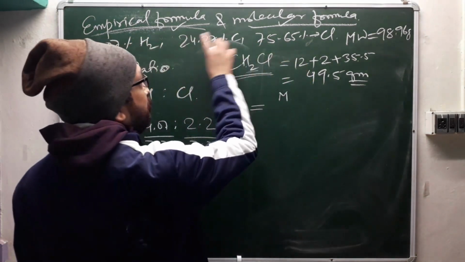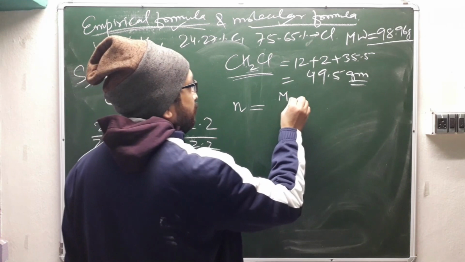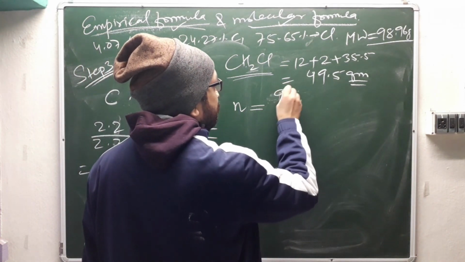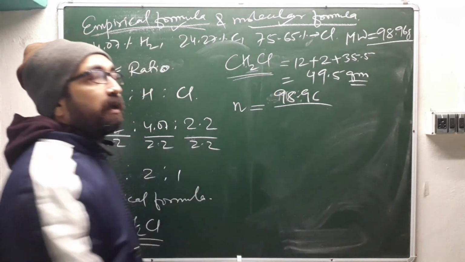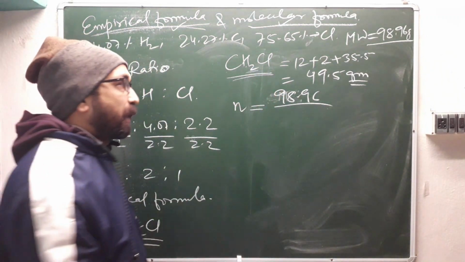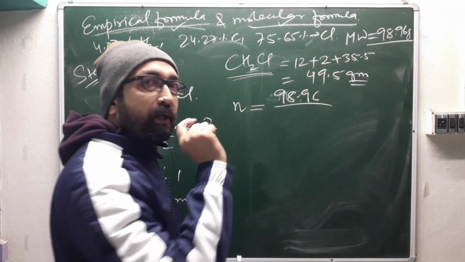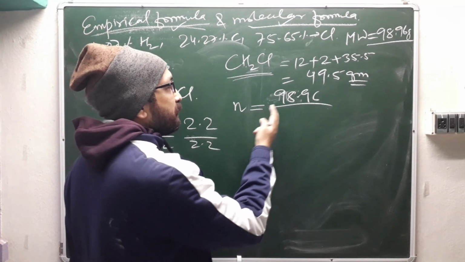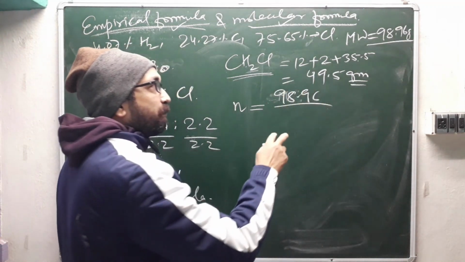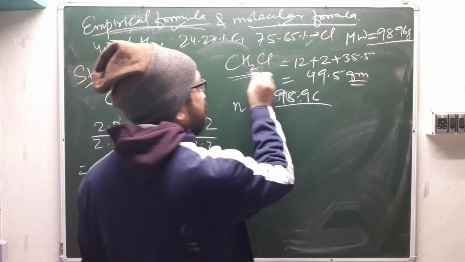given molecular weight of that molecule, right? Given molecular weight, how much? 98.96. So n is the given molecular weight, 98.96, divided by the empirical formula molecular weight. You have to write it. N is the given molecular weight of that compound, which is given in the question, divided by the molecular weight you got for the empirical formula, right? This you have calculated, no?